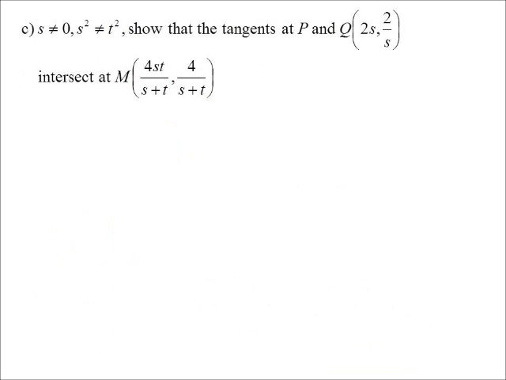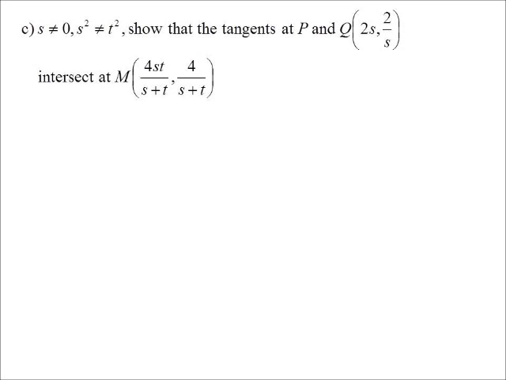Now, this is an interesting one. They're telling us s can't equal 0, but also s squared can't equal t squared. We're going to show the tangents at P and another point, which they've given the parameter s, intersect at 4st on s plus t. The reason s can't equal 0, of course, is because we can't end up with 0 on the bottom of the fraction. Why can't s squared equal t squared?